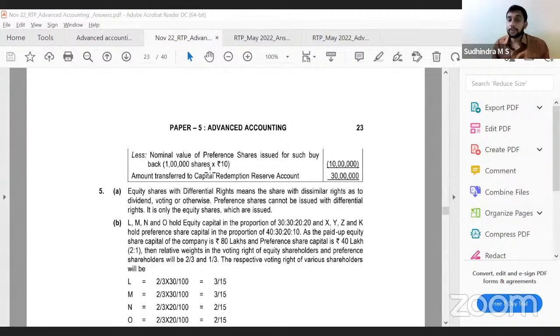In a resolution of winding up, even preference shareholders have the right to vote. Correct? Paid up capital of the company is 80 lakhs and preference share capital is 40. So this should be paid up equity capital. The question is incomplete there.